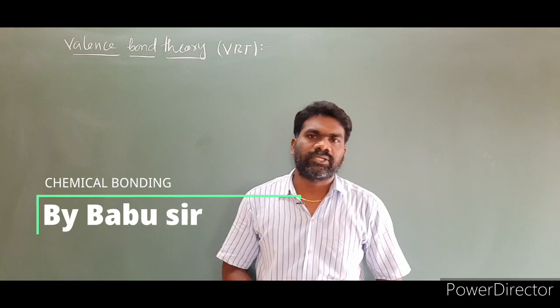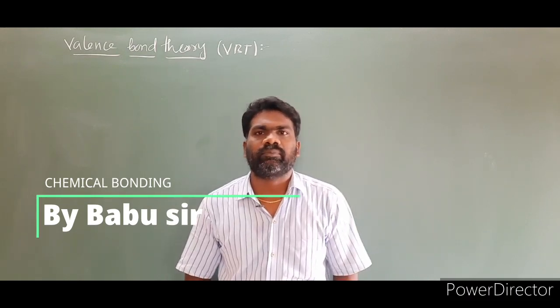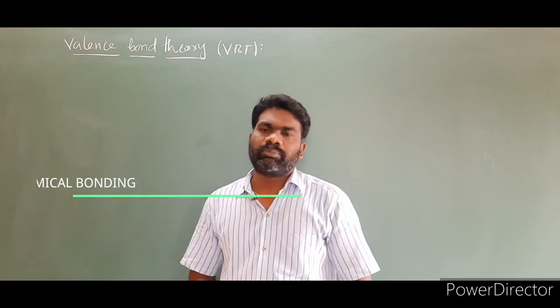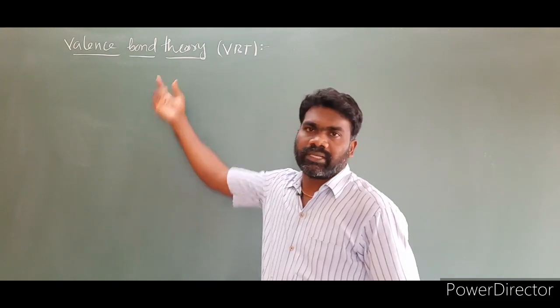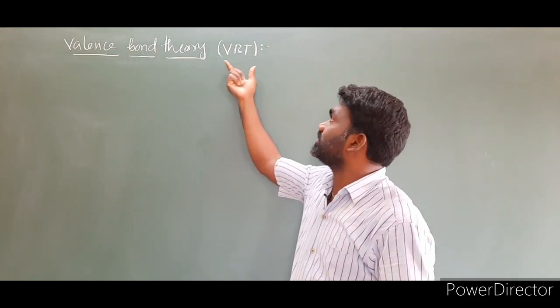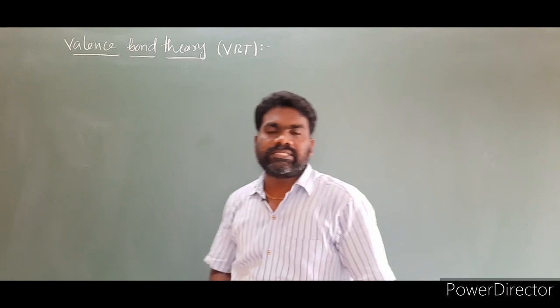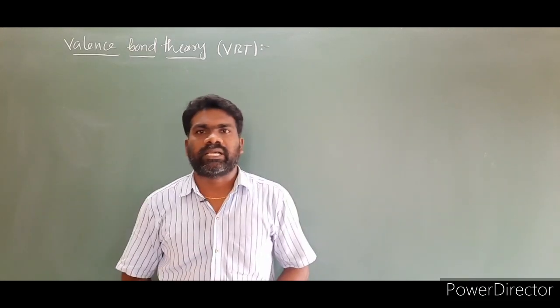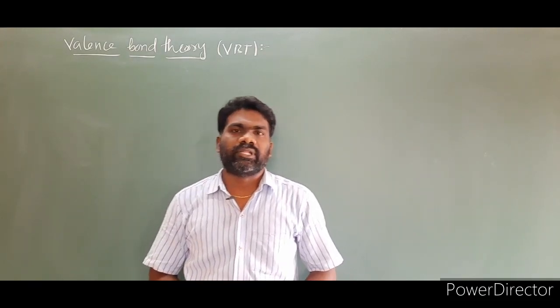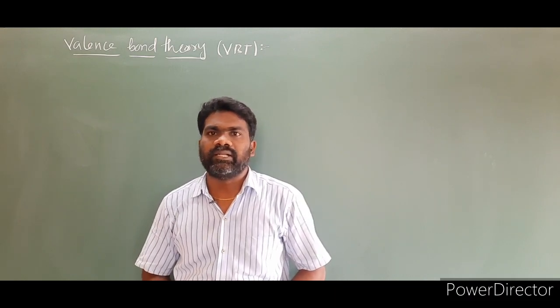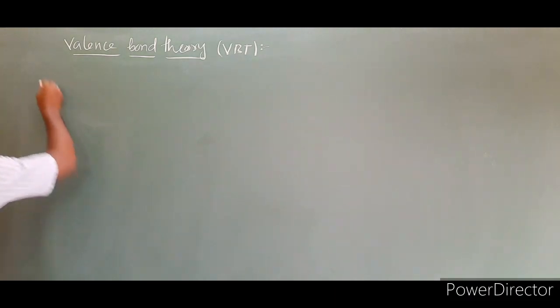In the last class you learned valence shell electron pair repulsion theory. Today's topic is valence bond theory, in short VBT. Valence bond theory was introduced by Heitler and London, and further developed by Pauling and Slater. Let us write them.